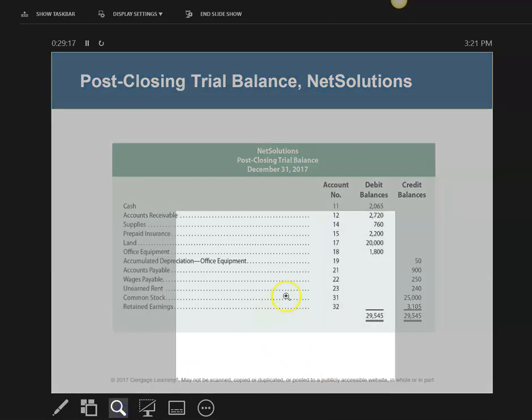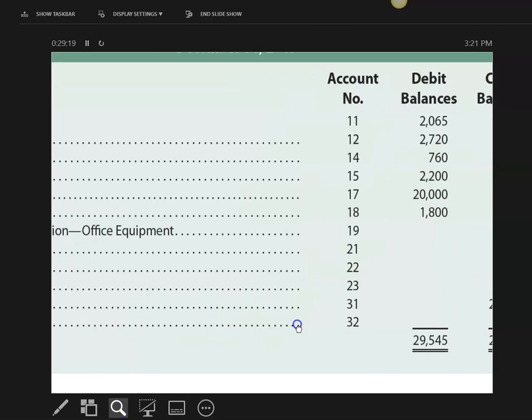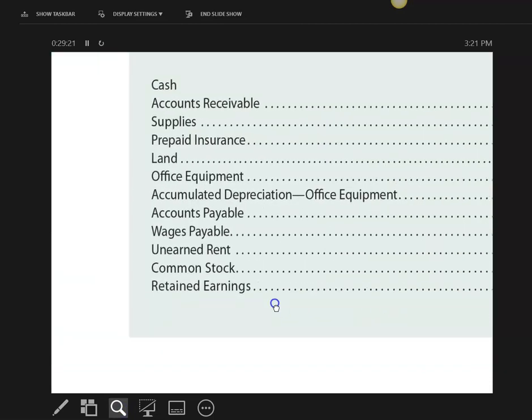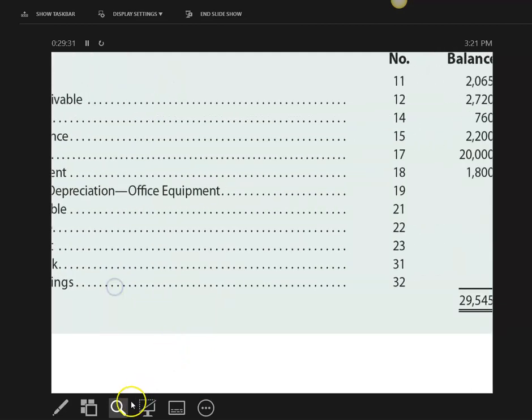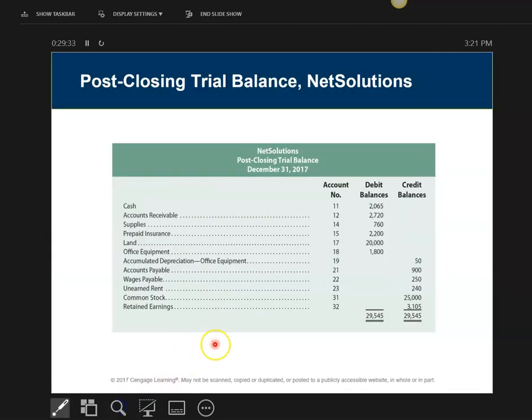It's always going to stop at retained earnings because every other account below this is a temporary account. These are all my permanent accounts. So I'm always going to stop at retained earnings. Again, I just copied these balances from the ledgers.